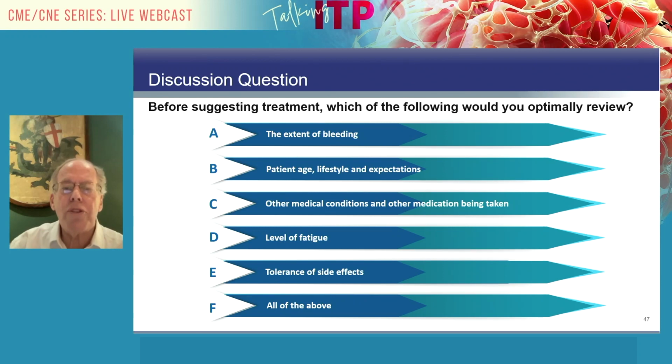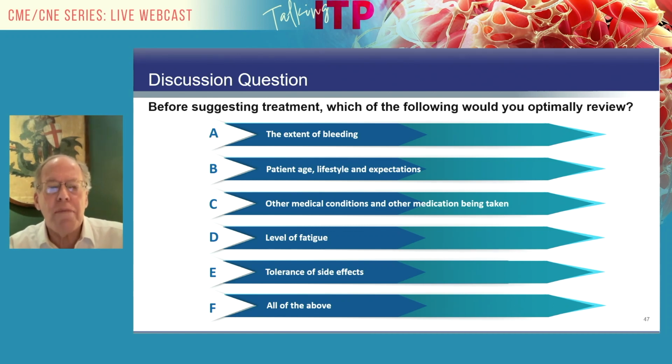So we have another question here. Before suggesting treatment, which of the following would you optimally review? The extent of bleeding, patient's age, lifestyle, and expectation, other conditions and other medication, level of fatigue, tolerance of side effects, or all of the above?